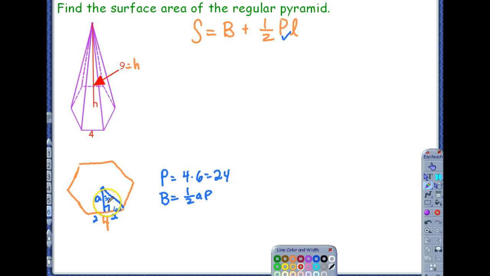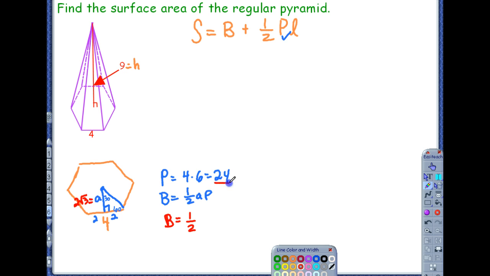So when the shorter leg is 2, which is what we're given across from the 30, the longer leg is going to be 2 radical 3. Which is what we want. That's the apothem. We don't need the radius. So I have the perimeter, which is 24, and now we have the apothem. Let's find the base area.